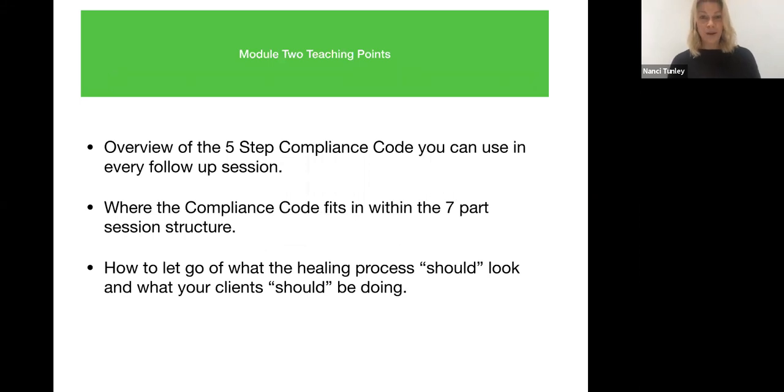So the teaching point from this module is to give you an overview and an understanding of the 5-step compliance code that you can use in every follow-up session. In Module 1, I talked a lot about how to create rapport and trust and connection and to set up a container for success. This is all about how to structure and run and follow the process of helping your clients stay on track.